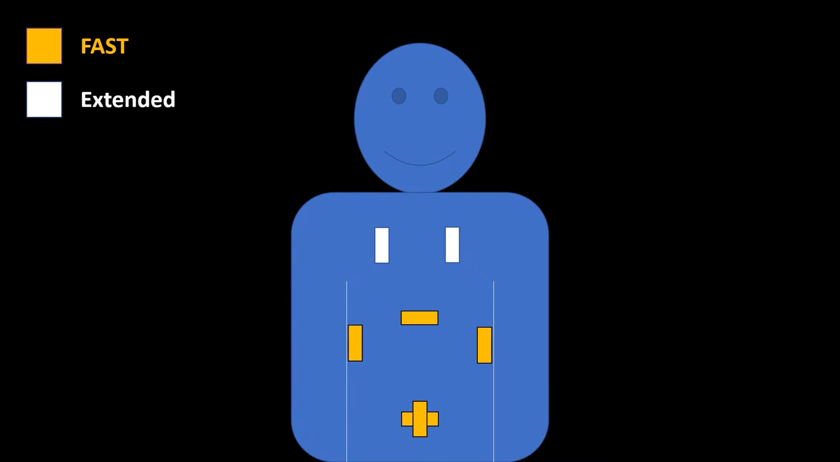This cartoon shows the different views we're going to be obtaining. You can see the FAST views are depicted in yellow, and then the eFAST or the extended FAST views are depicted in white. So you can see with the FAST we're going to be performing a right upper quadrant, a subxiphoid, a left upper quadrant, and 2 views of the pelvis. And for the extended views, we'll be looking at the anterior chest at both the right and left lung.